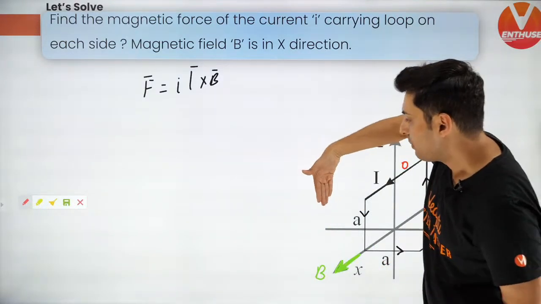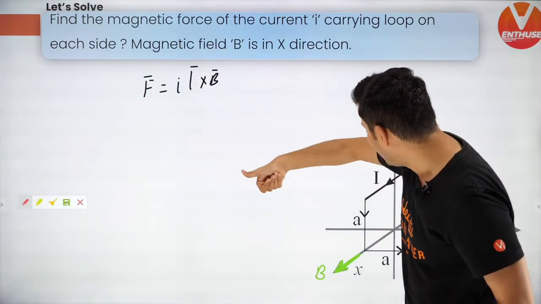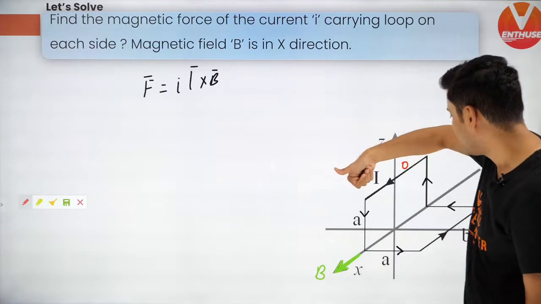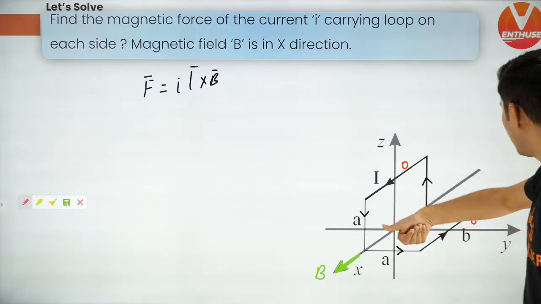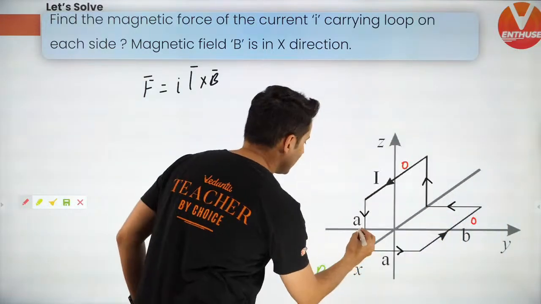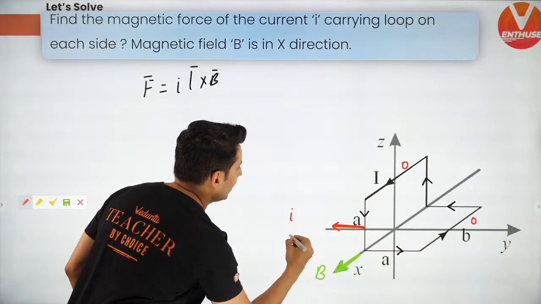Length is below. B is out of the plane, so I think I should move my fingers like this. It goes that way. Check it out. L is below. L cross B goes towards minus Y. Check this out. It goes like this. And the value will be I.